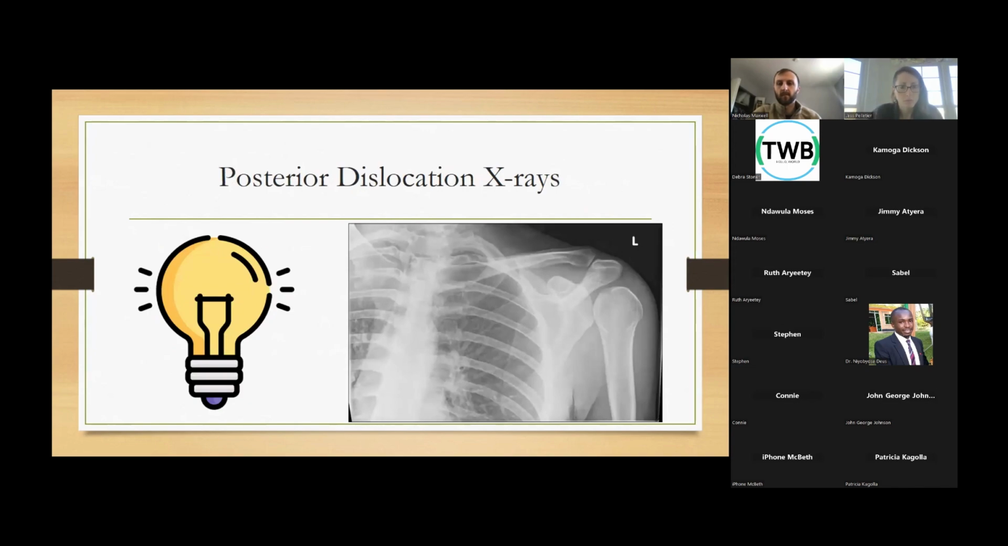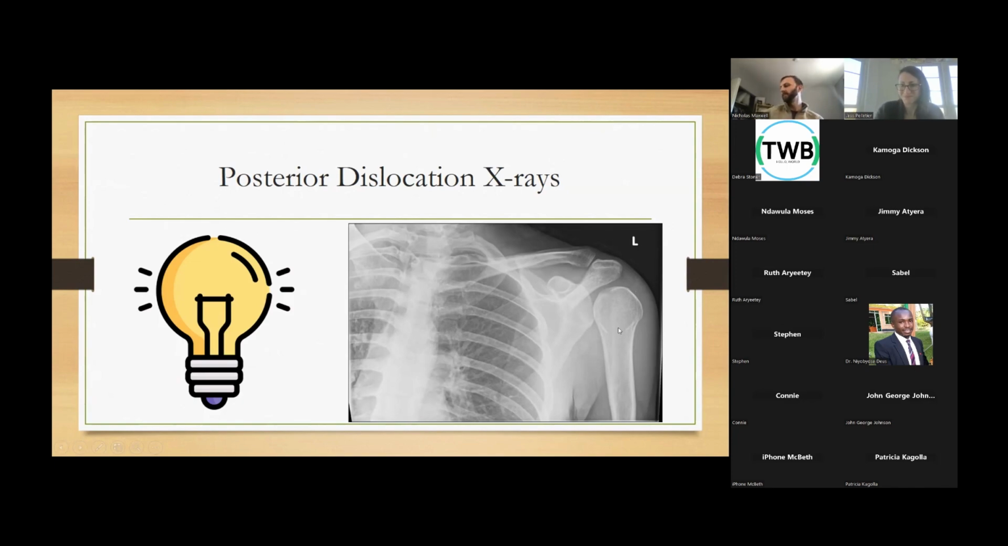If it's a posterior dislocation, the AP view gives what is classically described as a light bulb sign. I'm not sure it actually looks like a light bulb, but that's how people describe it. So what you can see here on the left shoulder joint is that this is the glenoid fossa where ideally the humerus should be sitting. But as you can see, it's kind of rotated out and the humeral head is facing posteriorly.